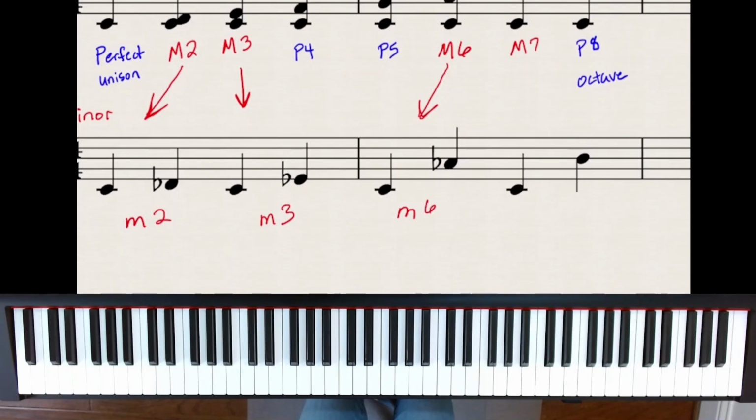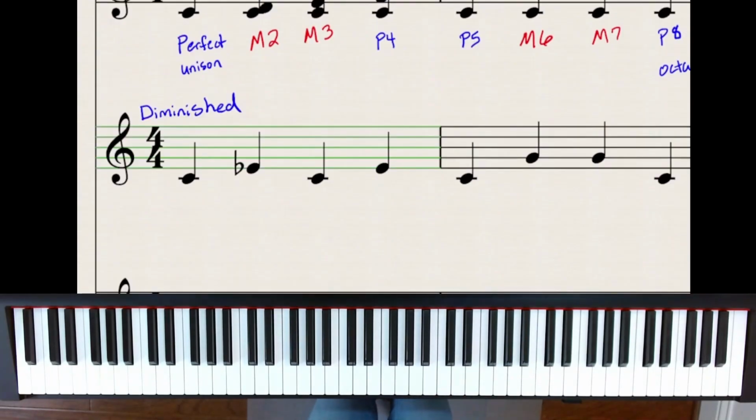And the last one, if we know from C to B is major. So in this example down here, from C to B is major. I'm going to flat the B. Okay, so we said originally major seventh was from C to B. Now we have flatted the top note. We brought it down a half step. So now it's going to be from C to B flat.